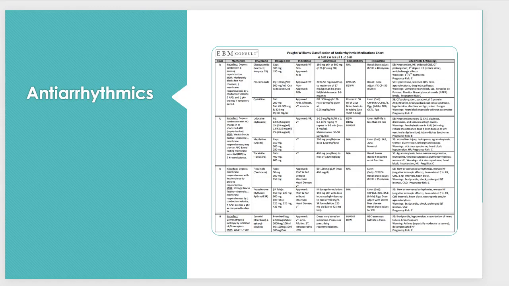This chart, I actually added it to your module so that you can print it out to have. These are all the antiarrhythmic medications and the Vaughan Williams classifications, and the dosage and the indications for these different medications, along with the side effects and warnings.